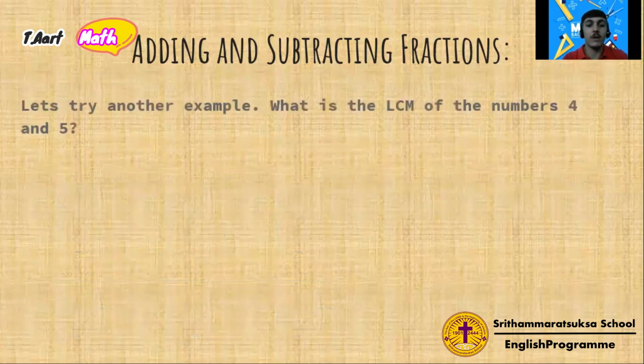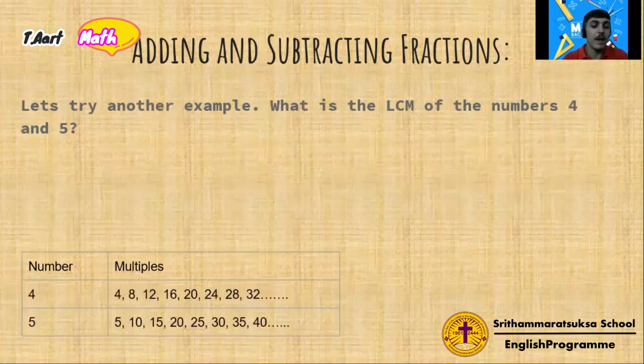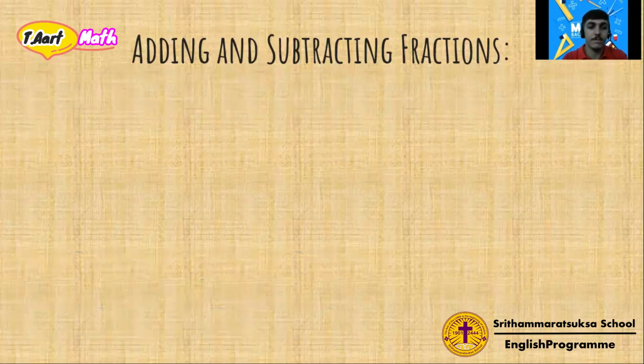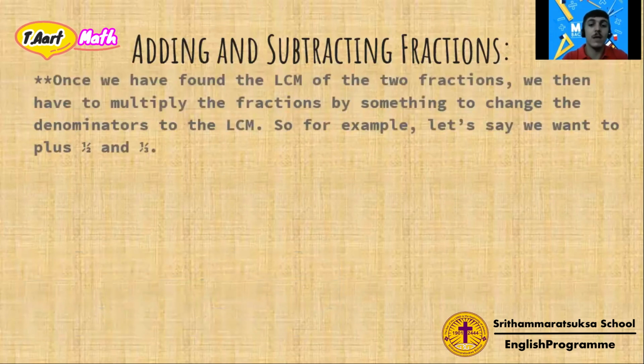Let's try another example. What is the LCM of the numbers 4 and 5? So again, we write out the multiples and we see what is the smallest one that they have in common. In this case, it's 20. So the LCM for 4 and 5 is 20. Once we have found the LCM of the 2 fractions, we then have to multiply the fractions by something to change the denominators to the LCM.